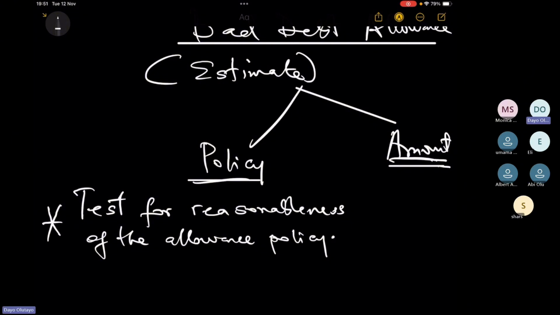Anytime you want to test a policy, any policy, whether it's depreciation, whether it's on allowance, the way to test it is to compare it to a benchmark. So always compare to the industry.